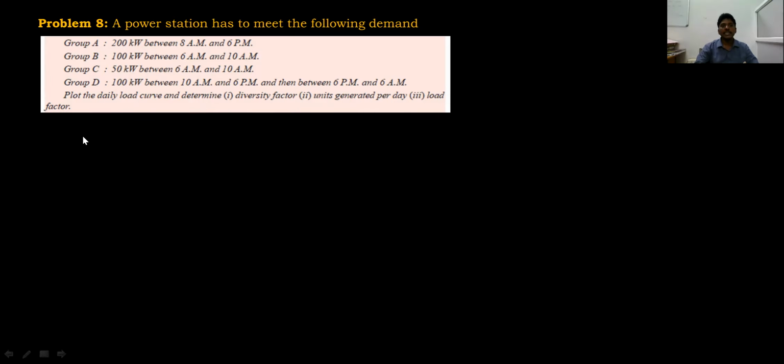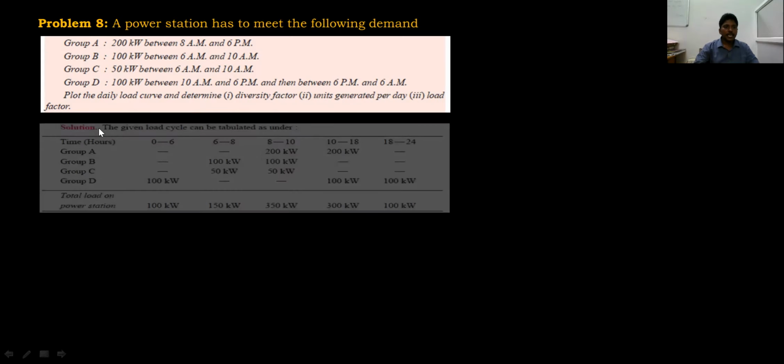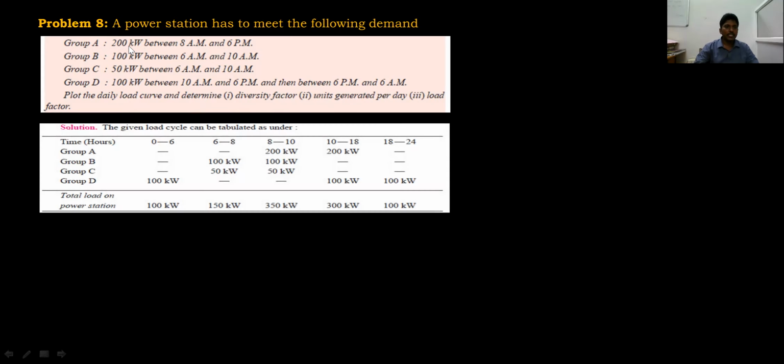Before drawing the load curve, we need to identify in a perfect way what loads are there between 0 to 24 hours. After drawing also, we need to cross-check again, because it's very important to draw the load curve correctly here. First, I am reframing the data. I am dividing it into 5 slots: 0 to 6, 6 to 8, 8 to 10, 10 to 18, 18 to 24 hours. 0 to 6 means night 12 to morning 6, then 6 a.m. to 8 a.m., 8 a.m. to 10 a.m., 10 a.m. to 6 p.m., and 6 p.m. to night 12. So I have divided it into 5 categories.